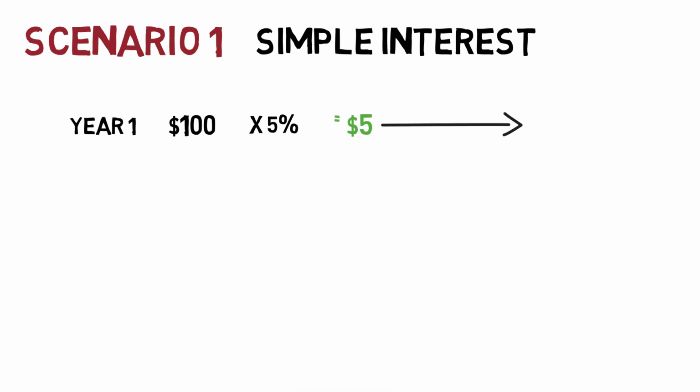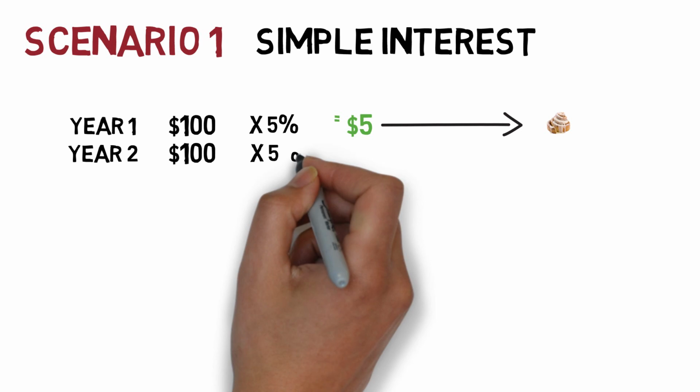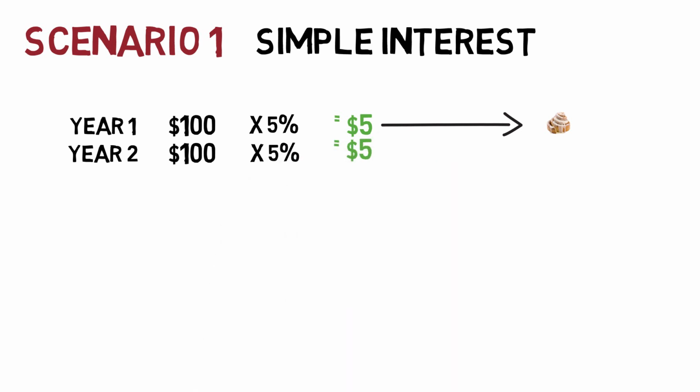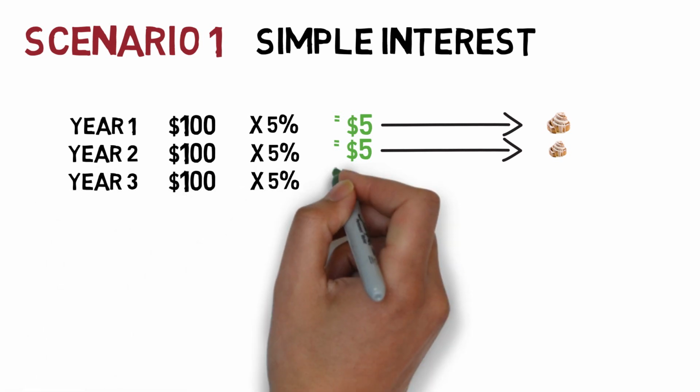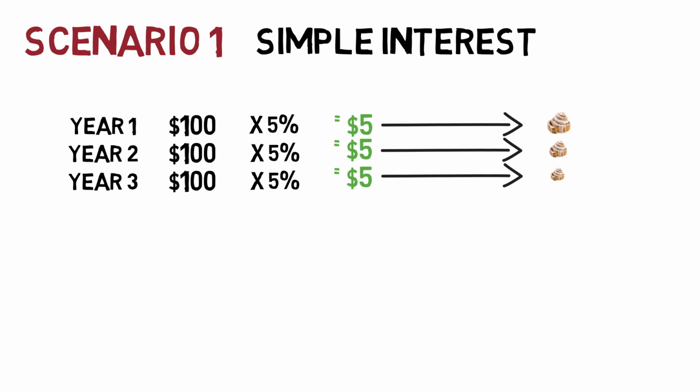Now, let's say we take this $5 and we spend it on a cinnamon roll. And I wouldn't blame you, because cinnamon rolls are like crack. So at the beginning of year 2, we'd still have $100 invested, and it would again earn 5%, which would be another $5. But every year we spend the earnings on cinnamon rolls. And if you remember, every year we would be able to buy slightly less due to inflation. So our annual cinnamon roll gets smaller.